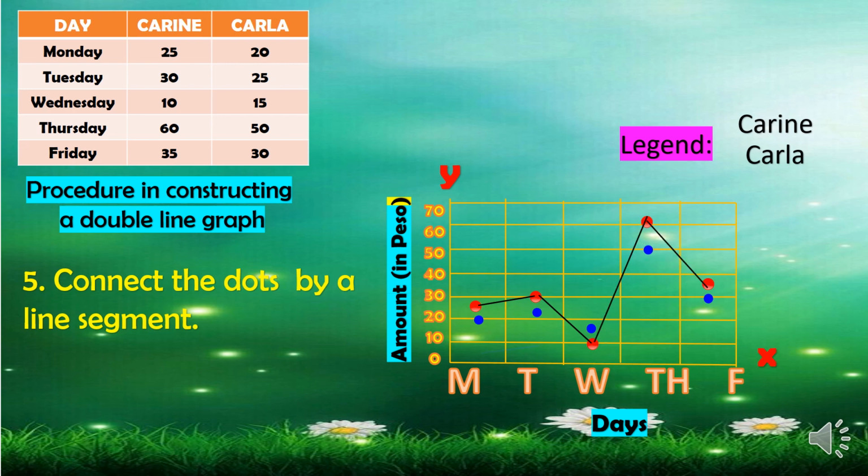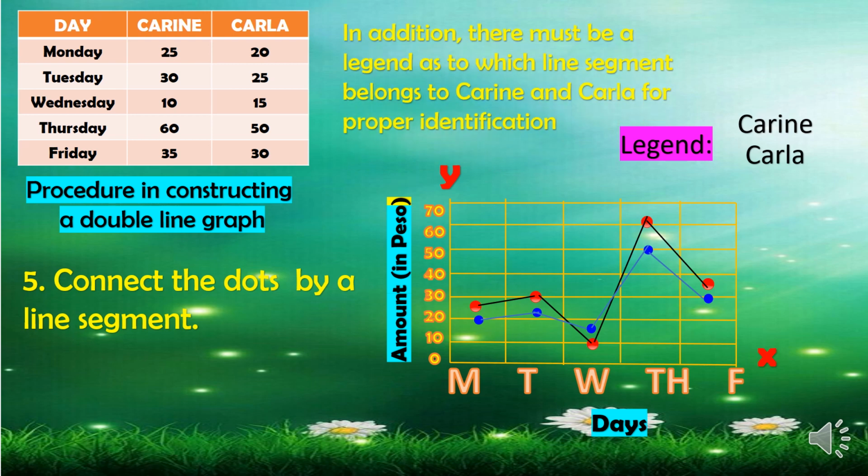And then next, let us connect the expenses of Carla. Then in addition, there must be a legend as to which line segment belongs to Karin and Carla for proper identification. So this is the legend for Karin. The line segment is black. And then for Carla, we have blue.